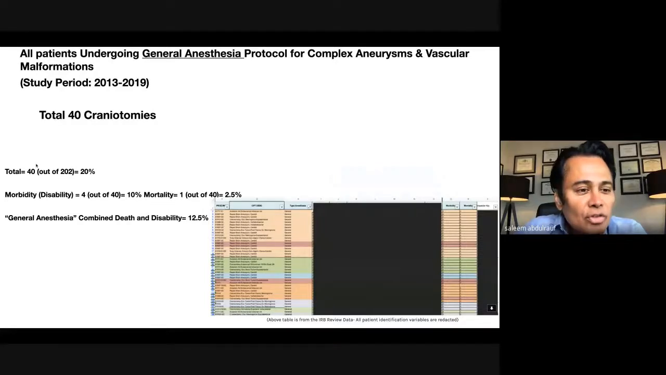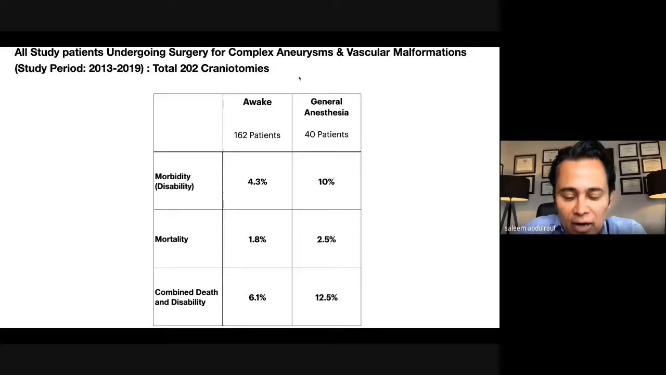These were 30 patients who declined the awake surgery for complex aneurysms and bypass, and I'm going to show you the outcome. So when you look at these cases, this is awake, this is general anesthesia. Same surgeon, same team, same kind of cases. The only difference is these patients refused awake surgery. Morbidity, 10% went to 4.3%. Mortality, 2.5% to 1.8%. And this is combined.